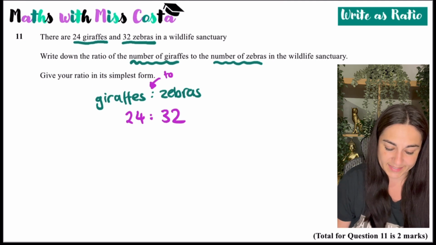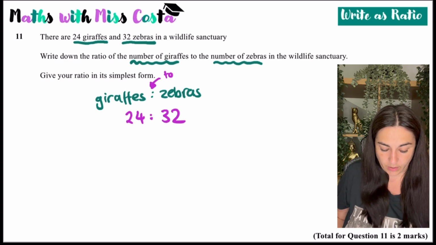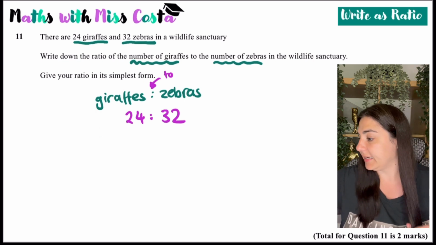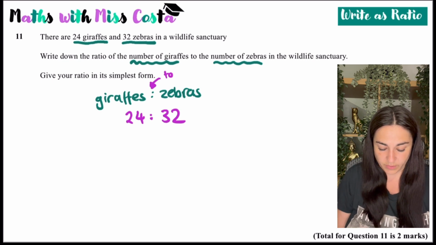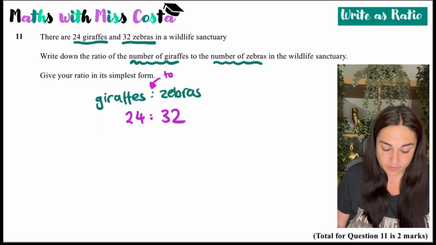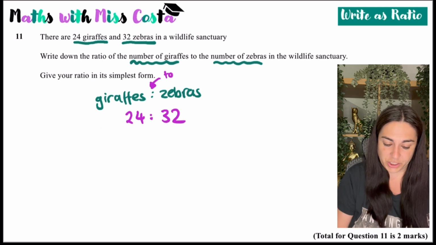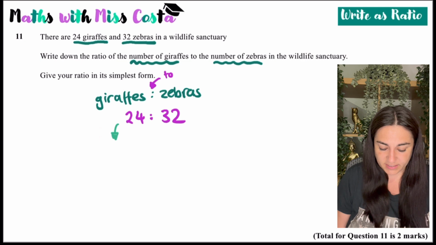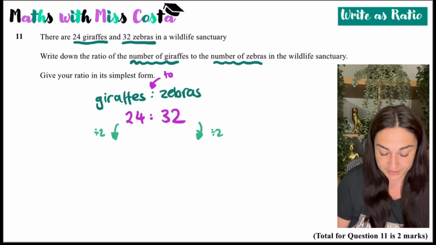And then I need to write this in its simplest form. So what I can do is find the highest common factor. The highest common factor of 24 and 32 is the largest number that goes into both, which is 8. Or what I could do is just start by dividing by 2, and then the answer will become clearer. If I divide by 2, whatever I do to one side, I have to do to the other side, and that's how you simplify.